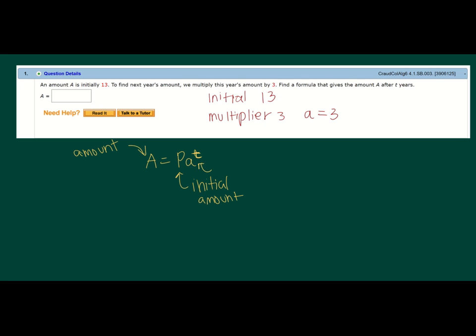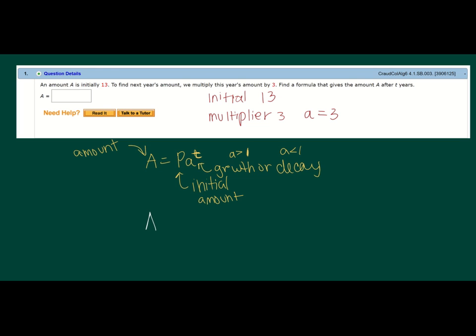And A is some sort of growth or decay rate, right? So when A is greater than 1, we have a growth rate. And when A is less than 1 but greater than 0, we have a decay rate, all right? So what we need to do is just fill in the pieces that we were given, all right?